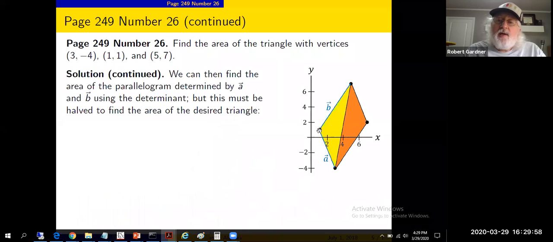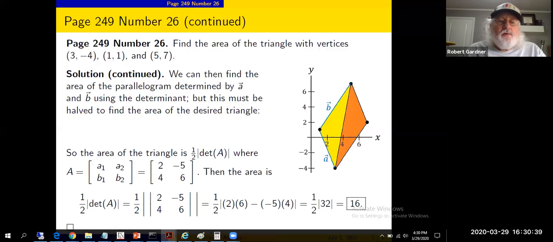Here they are, A and B, drawn not in standard position, but drawn along the edges of the desired triangle, the yellow triangle. But now vector A and vector B determine a parallelogram. And what we get is a kind of flipped around mirror image of the yellow triangle over here on the right. It's the other half of a parallelogram. Well, we can find the area of the whole parallelogram using determinants. We'll just cut that in half, and that'll give us the area of the yellow triangle.